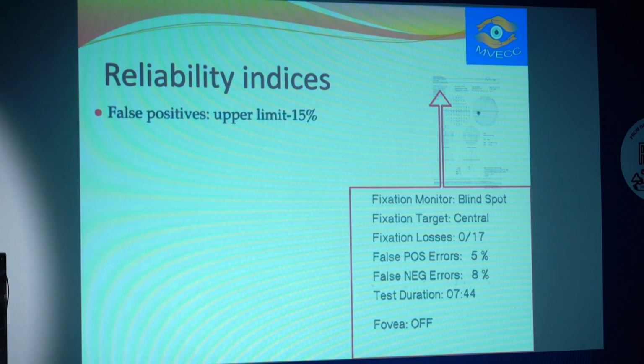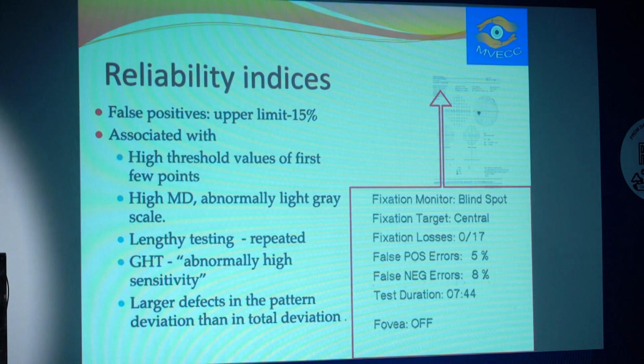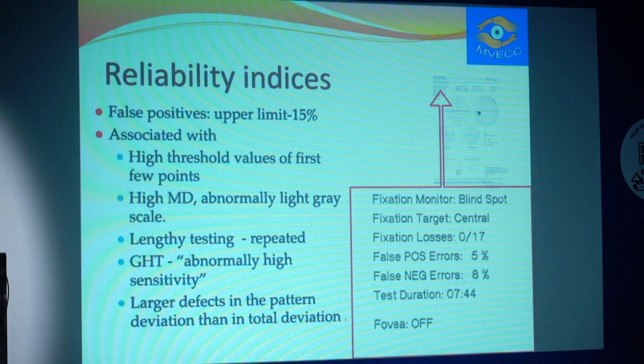Then we move on to the false positive. The upper limit of acceptable false positive is 15%. So what happens here is the patient does not see the stimulus but presses the button. So it gives you a very high threshold value, abnormally high sensitivity as compared to the normals. The patient is seeing a very faint stimulus which is not seen by a normal person. So there is a lengthy testing. GHT will show abnormally high sensitivity and there will be larger defects in the pattern plot as compared to total deviation plot.